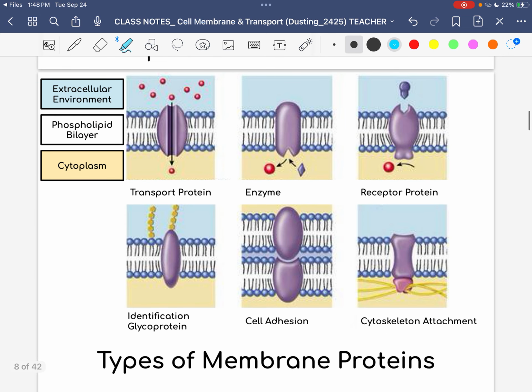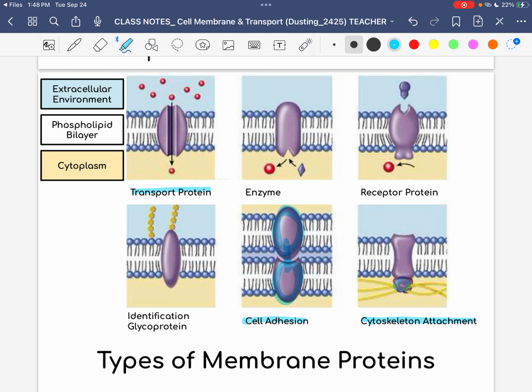So here's some other jobs of proteins. They can be transport proteins like we talked about. They can help with cytoskeleton attachment like we talked about. Here's that peripheral protein there. They can stick cells together. There's those two transmembrane proteins. Here's one cell and here's another cell, and they're sticking together.